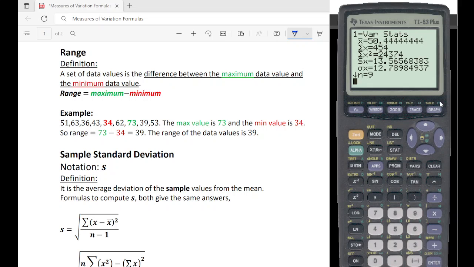It'll think about it, and it gives us a bunch of statistical values. Now to find the max and the min, all you've got to do is see how the arrow is pointing down. Just scroll down until you get to your min, which is 34, and your max, which is 73. So it will tell you if you don't want to look through all your data values.